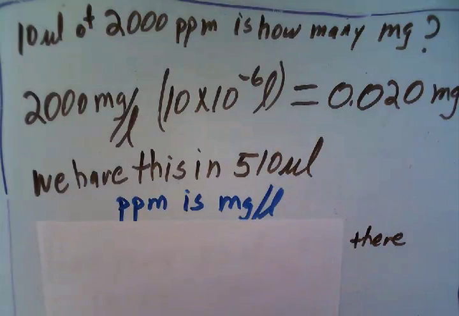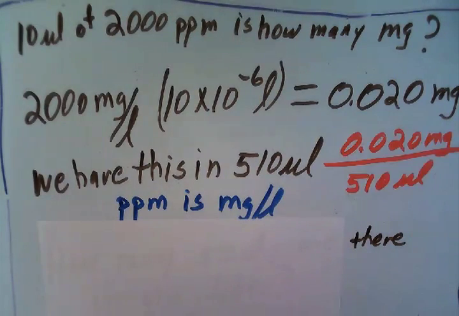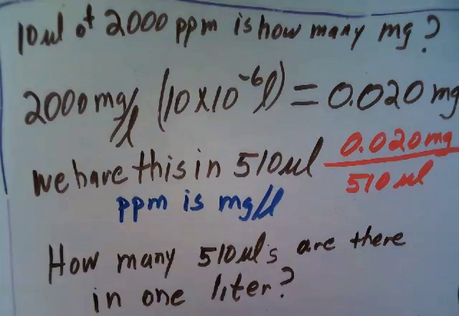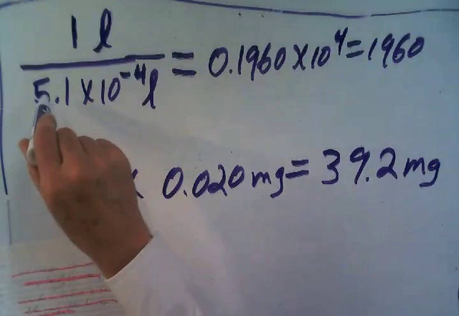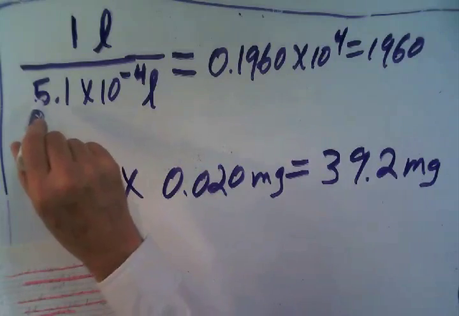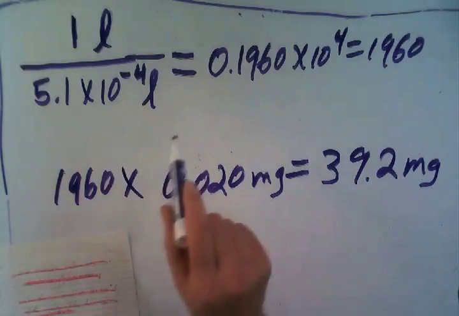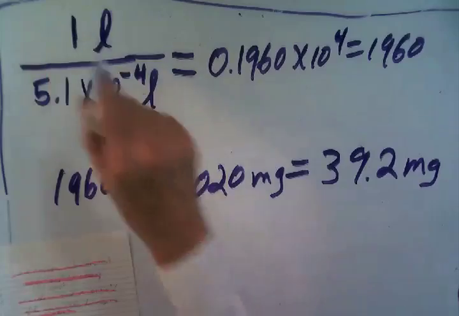Remember that parts per million is milligrams per liter. And the way I start this out is I say, how many 510s are there in 1 liter? To find out how many 510 microliters there are in a liter, we simply divide that into liters. A complication, of course, is that we have to make sure our units match, so we change the 510 microliters into 5.1 times 10 to the minus 4 liters.